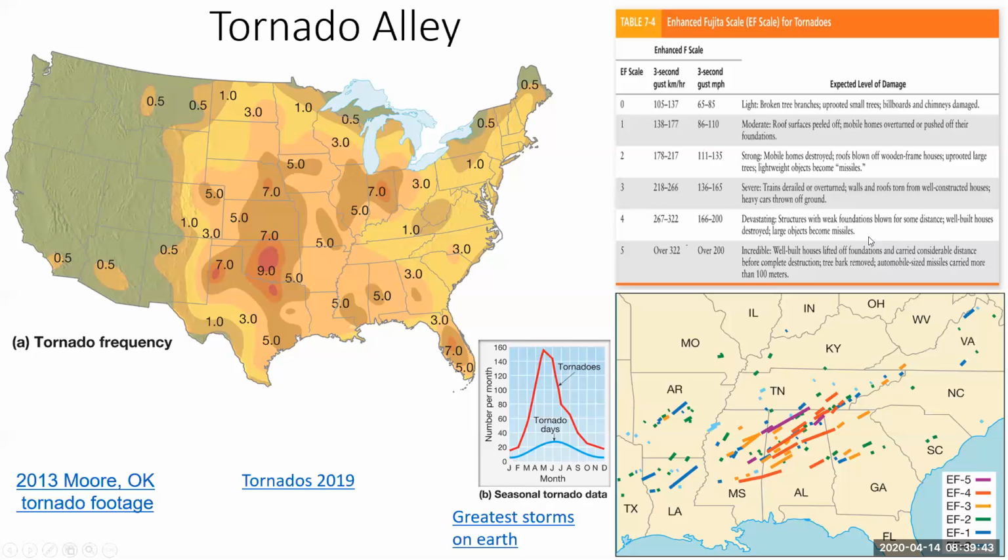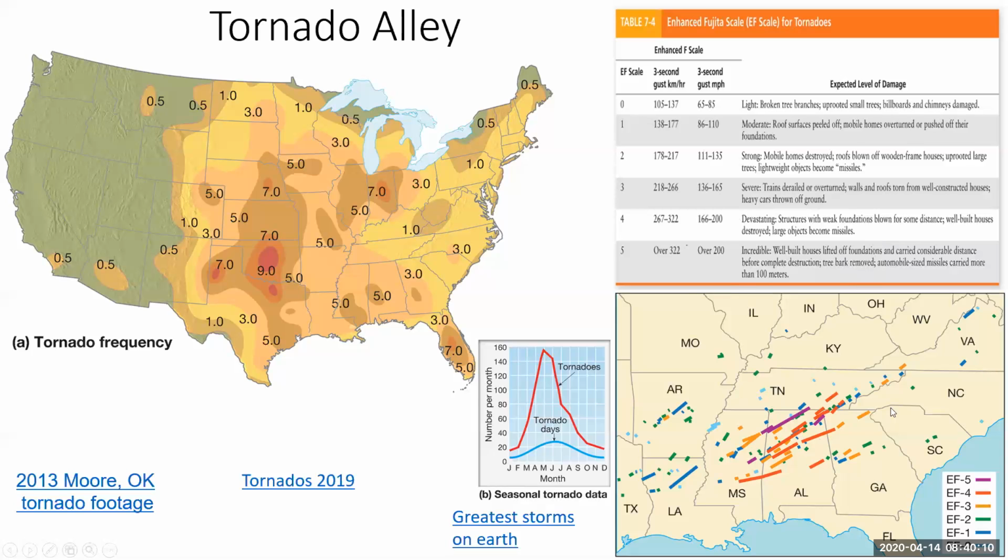Anyway, once you get to the 5 on the scale, we're talking about entire houses being blown apart. I'm going to show you some videos here that show vehicles being picked up, and semi trucks being lifted up and thrown around like little toys. So again, the Enhanced Fujita scale, the EF scale, measures the damage that the tornado causes, not the speed.